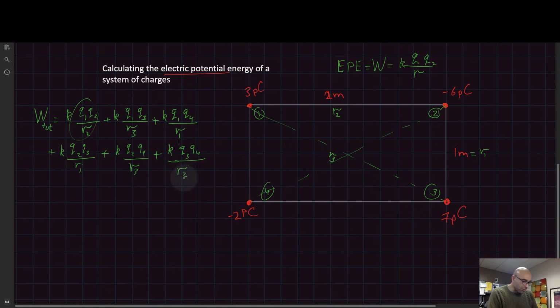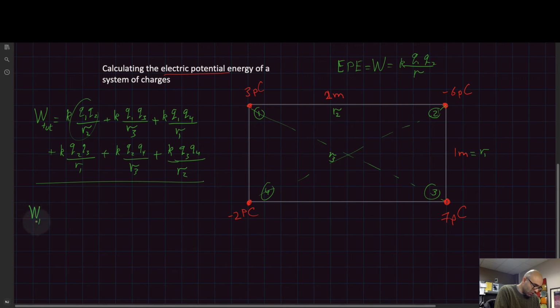Now, is there any other permutation? The only one left is Q4. Did we take Q4 with Q3? Q4 with Q3 is here. Did we take Q4 with Q2? And that is here. Q4 with Q1. There it is. So all the Q4 permutations are accounted for. So this is it. We just have to now simplify as much as we can, then we can solve it.